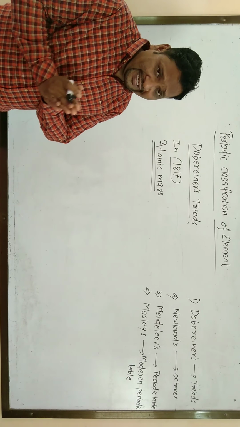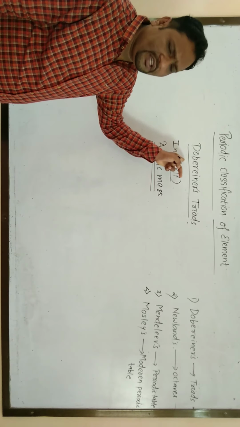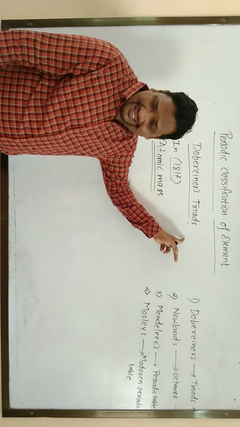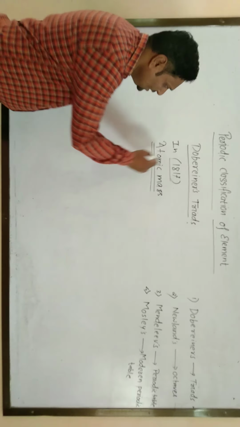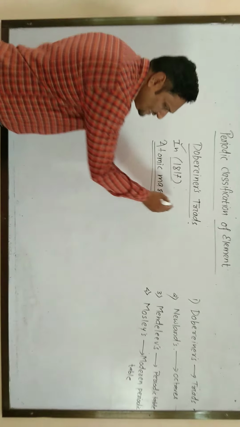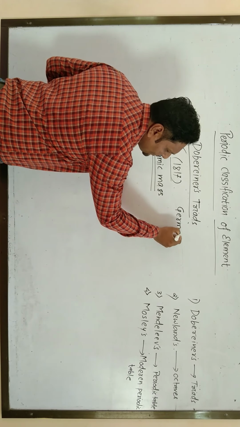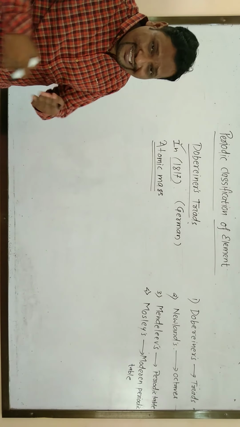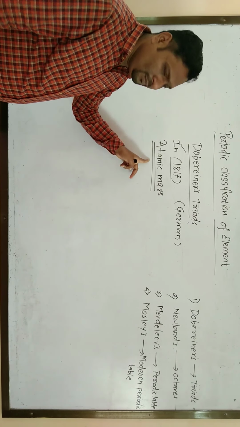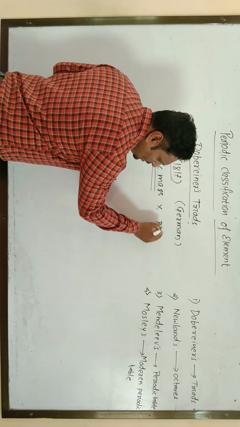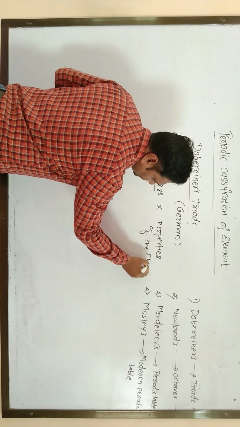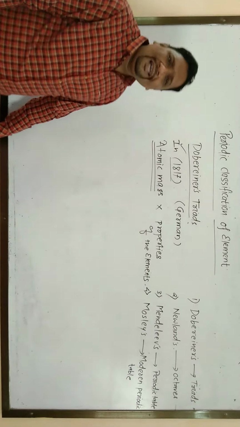I repeat again, the first classification system is nothing but Döbereiner triad. Who gave it? John Wolfgang Döbereiner gave it in 1817. He was a German scientist. He suggested that there is a relation between the atomic mass and the properties of the elements.